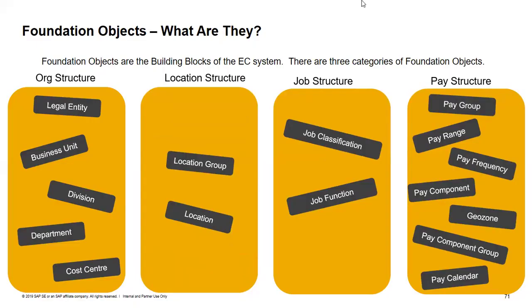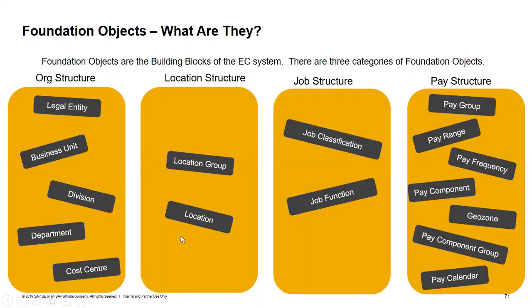Initially, all of these objects were called foundation objects. But now some of these objects are migrated to instance, and now we are not calling them foundation, we are calling them MDF foundation objects. And what are those objects? All of the objects of org structure. You see here, legal entity, business unit, division, department, and cost center. So all of them are migrated to MDF, and we are calling them MDF foundation objects, not foundation objects.